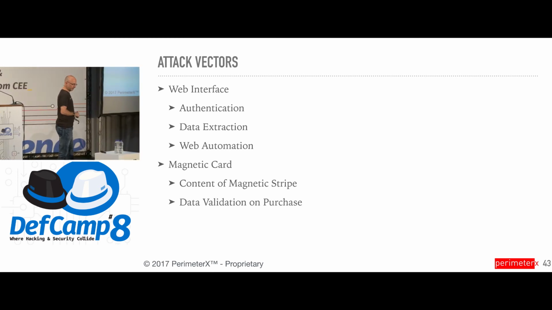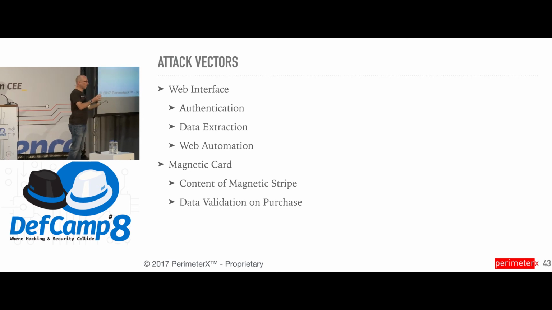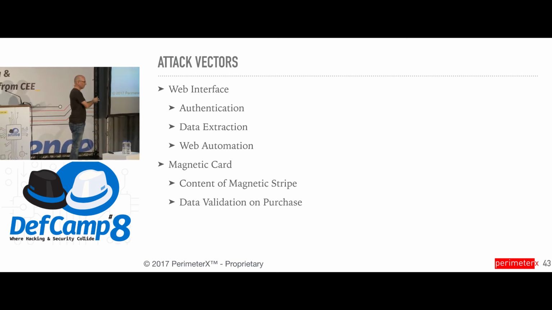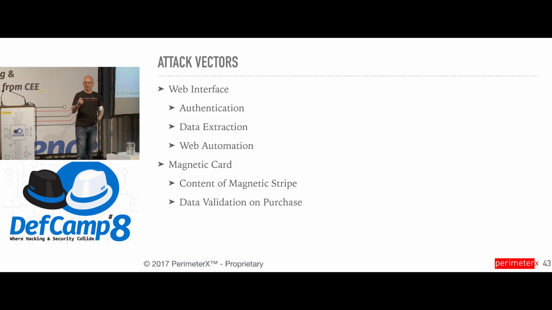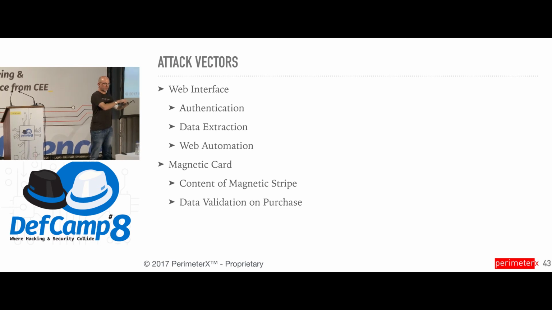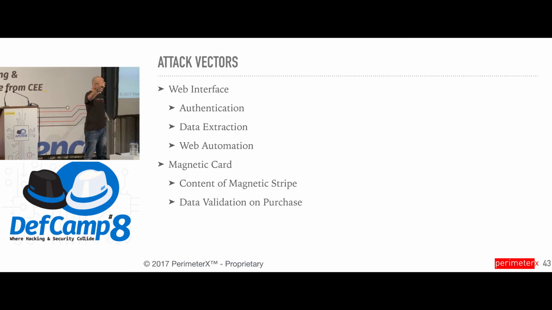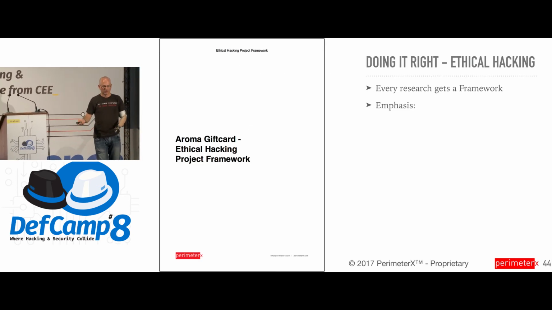The magnetic card has two directions. First of all, what's on the magnetic stripe? What is the content of the magnetic stripe? That's something we need to look at. And what is the data validation when you use it? If I just make up stuff on the card, if I just change a number there, can I still go and pay, or is it more sophisticated than that?